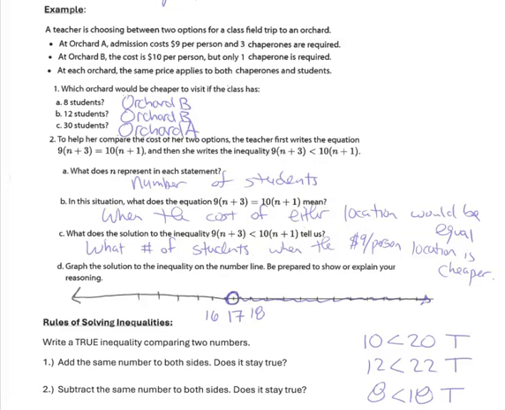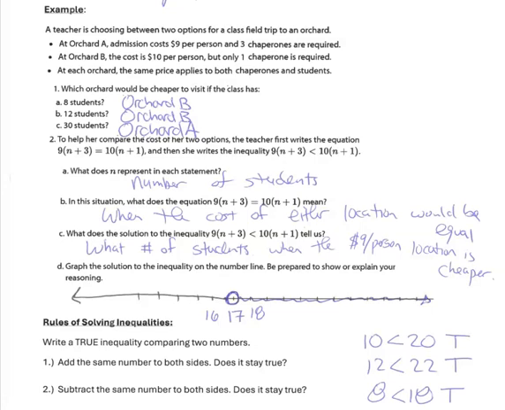What is the solution to the inequality 9 times (n + 3) is less than the other one? That is saying, when are you going to pay less going to the place that requires 3 chaperones rather than 1 chaperone? And what you can do is just solve it as if it's an equation. When you solve it as if it's an equation, you end up getting 17. And what that means is that with 17 students, it does not matter. You can go to Orchard A or Orchard B. You're going to pay exactly the same price.